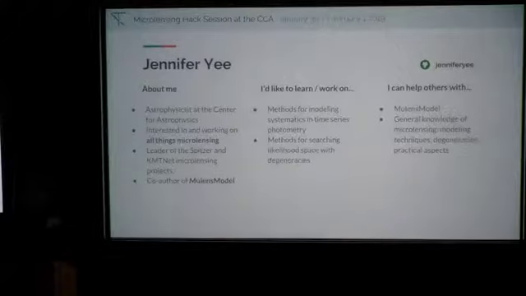I'm interested in methods for modeling systematics and also dealing with outliers in time series photometry, so in microlensing data. And also in assessing the performance of different likelihood space searchers like MCMC or MultiNest for looking at a degenerate parameter space and seeing how fast they are, how well they work. So I can help others with MuLens model and just general knowledge of microlensing stuff.